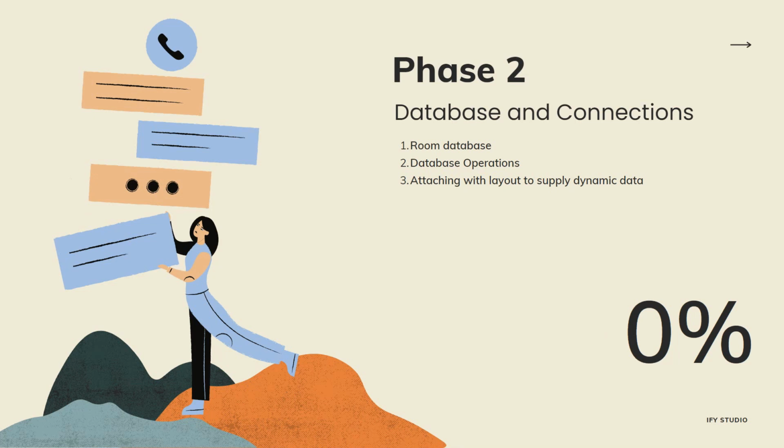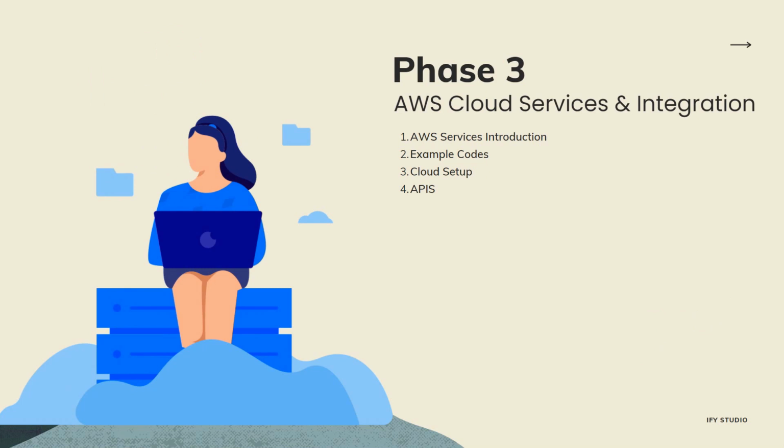Now, as we need to have this data integrated inside our application to inflate it inside the recycler view which we created, we have to start with our phase two, which will be related to database and connections. In our coming videos, I'm going to start with room databases, the operations that we have to perform on room database, along with how to dynamically supply the data to the recycler view. Once room database gets completed, we'll shift to our third phase, which is AWS cloud services and integration. In this phase, we'll learn the AWS services, example codes, how to do the cloud setup and how to work with APIs.